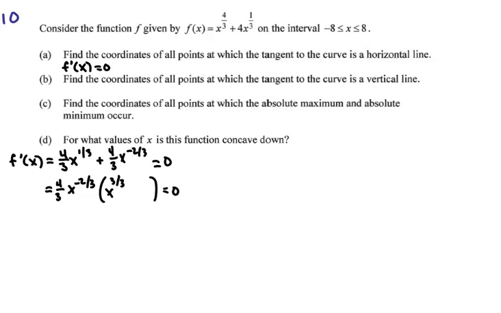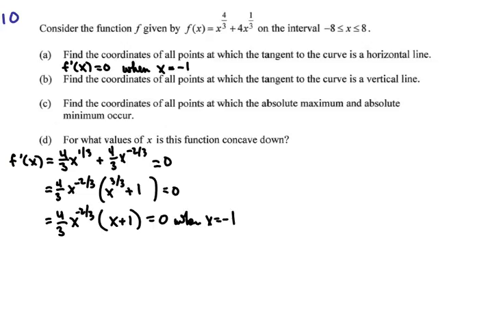Negative 2/3 plus 3/3 equals 1/3. But x to the 3/3 is just 1, so that's just x. And then I have plus 1 for the other term. And so I have 4/3 x to the negative 2/3 times x plus 1. That equals 0 only when x is equal to negative 1. That's the only place where it's equal to 0.